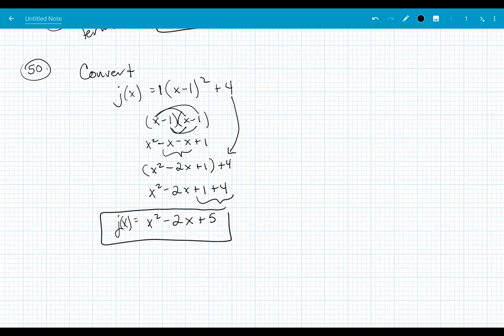So for 51, 52, and 53, we're going to do the same thing every time. 51 just gives us a graph versus 52 and 53 give us points. So for 51, I'm just going to refer to the graph. I obviously don't have it here.